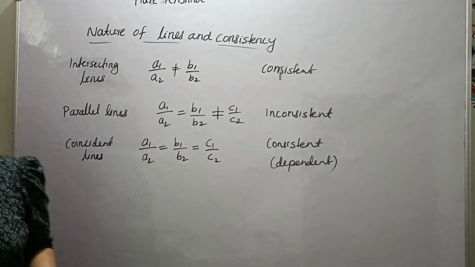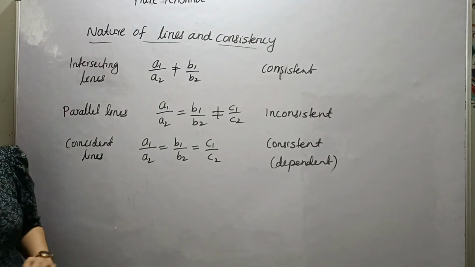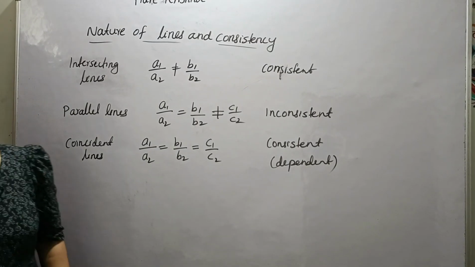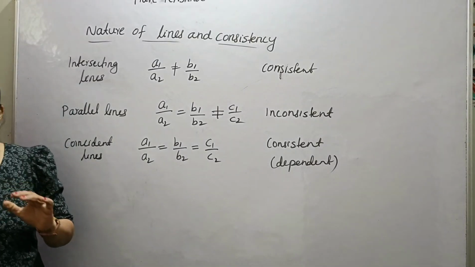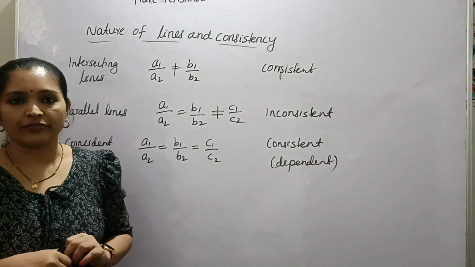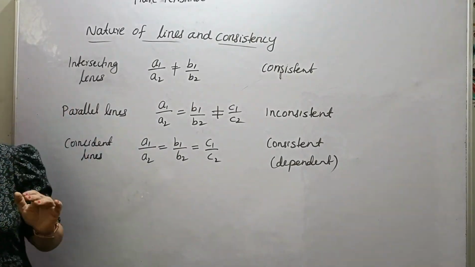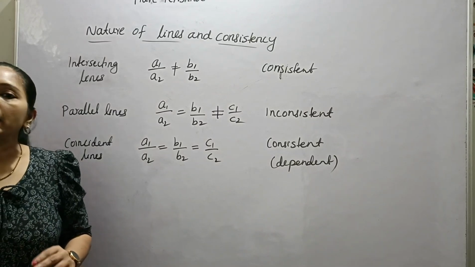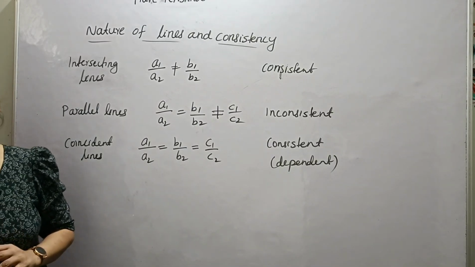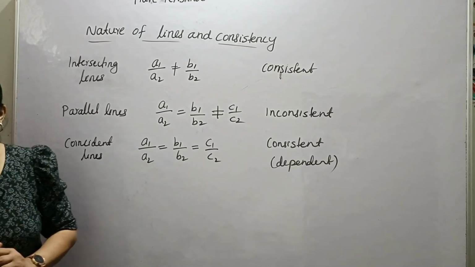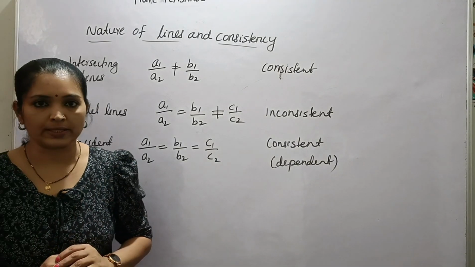Hello everyone, today we are going through nature of lines and consistency. In our last class I have already mentioned the nature of solutions according to the lines in the graph, right? If two lines are intersecting at a point, then the equations have only one solution, that is a unique solution. Such linear equations are called consistent linear equations.